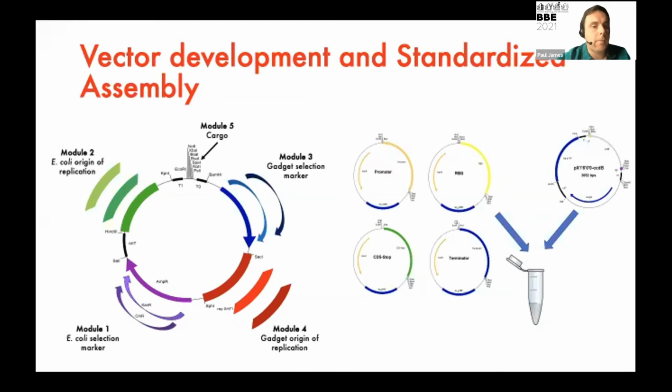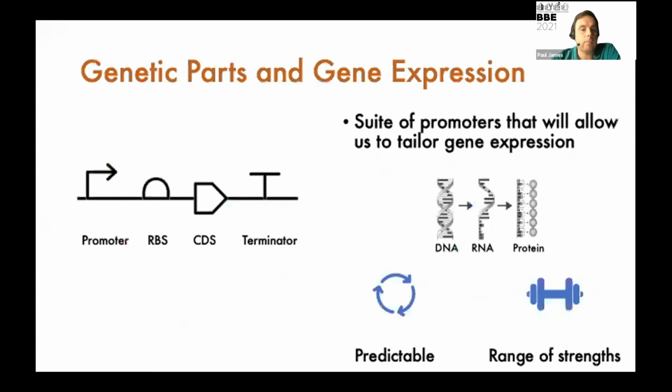So we also wanted to be able to get stuff in. So we were interested in origins of replication and selection markers that could be used to develop a suite of vectors that meant we could put more than one vector in, or we could tailor the vector towards the sort of process that we were trying to develop. And we also wanted to look at things like standardized assembly. So we want to be able to put lots and lots of parts together in a combinatorial manner, and having a cloning system that's designed to do this makes this a lot easier.